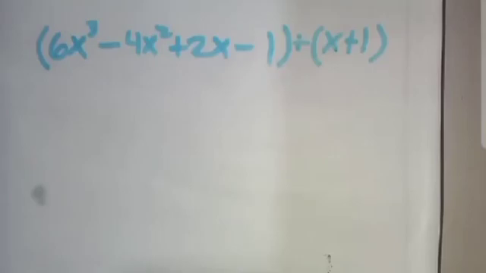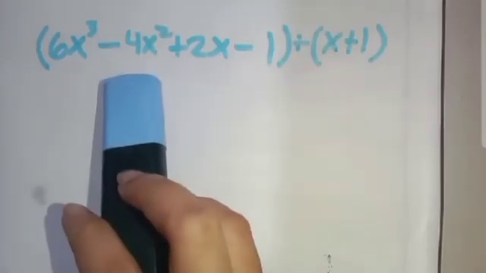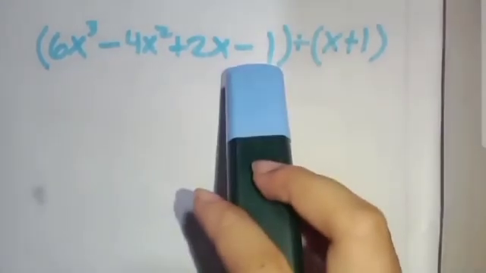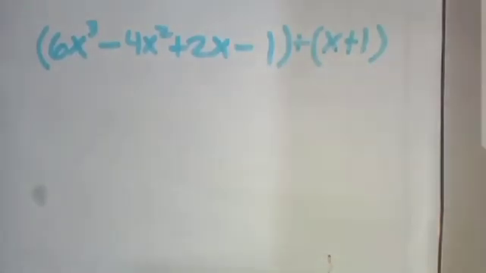So here we have our first example, so let's do this. Now let's divide this polynomial using synthetic division. So what we have here is 6x cubed minus 4x squared plus 2x minus 1 divided by x plus 1.